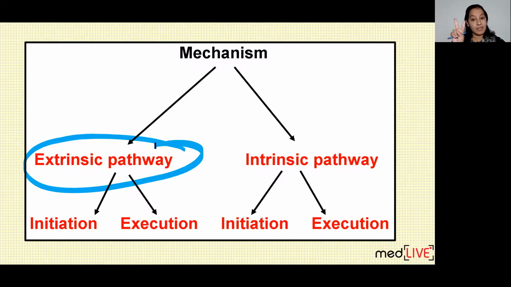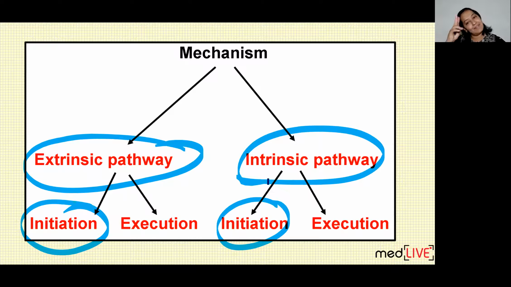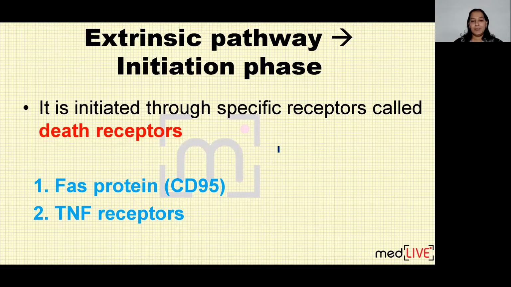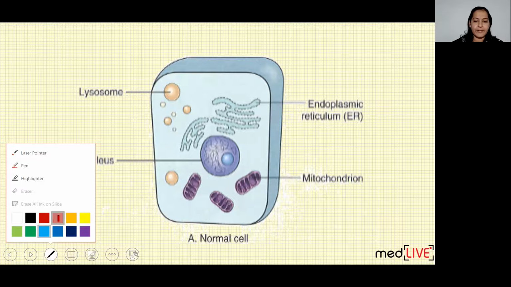In the extrinsic pathway, there are two phases, initiation and execution. First, I will discuss the initiation phase of the extrinsic pathway. Then I will discuss the initiation phase of the intrinsic pathway. Then I will discuss the execution of both of them. Correct? So the extrinsic pathway, I will show you in this diagram. Please have a look. Please everyone be here.